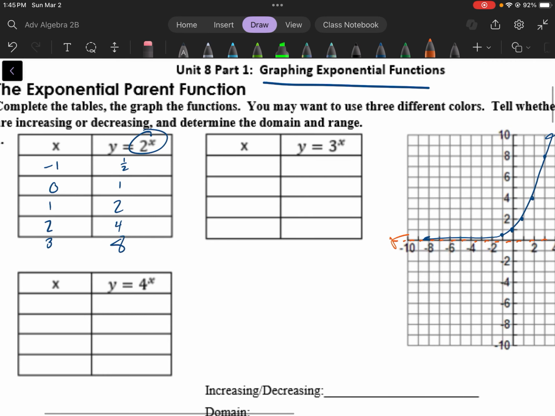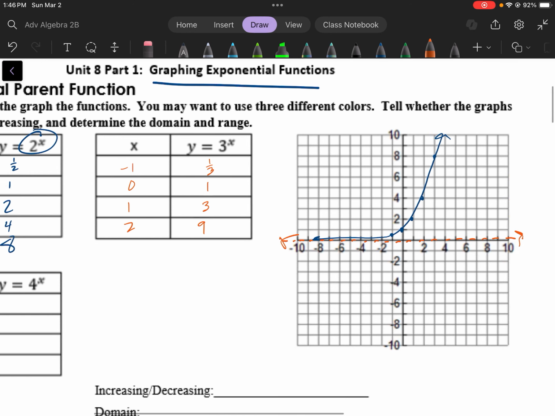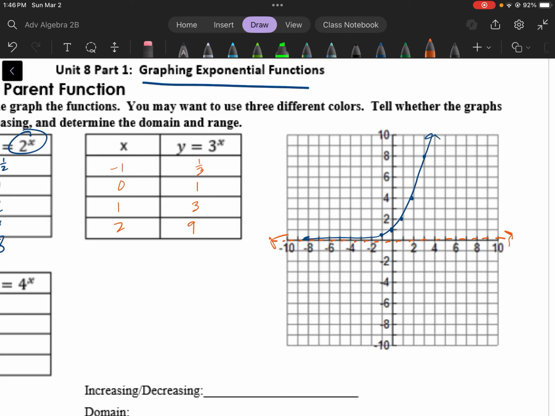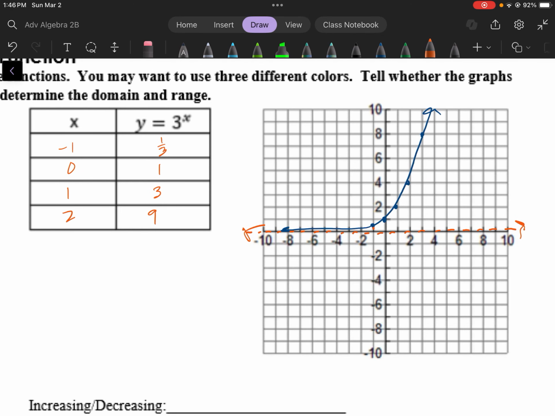But so then if we go to 3 cubed and I plug in the same numbers, negative 1, 0, 1, and 2, this would become 1/3, still not 0, but 1. Anything raised to the 0 is 1. And then we have 3 to the first is 3. And then 3 squared would be 9. So if I graph those values, we're going to have negative 1, 1/3, 0, 1 in the same spot, and then 1, 3 and 2, 9.